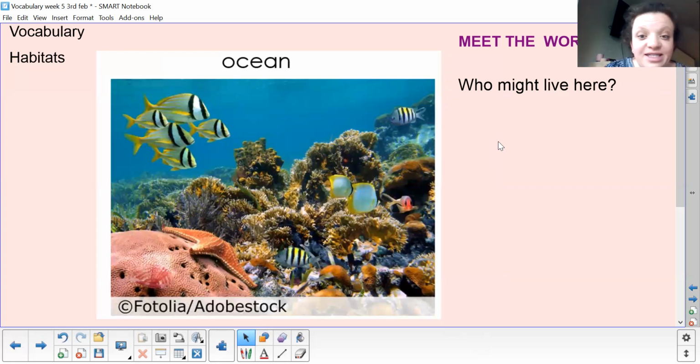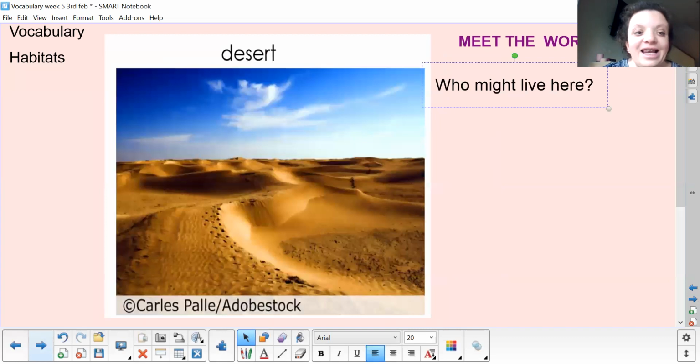Okay, so yes, anything like fish, sharks, octopus, starfish, whales, all those kind of things live in the ocean, and they make their ocean their home, their habitat. Okay, well done. And last one, the desert. Who might live here in the desert? Who might live here? Why might they live here? Again, make your list, pause the screen and have a go.